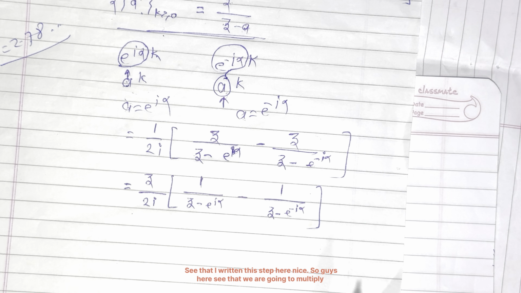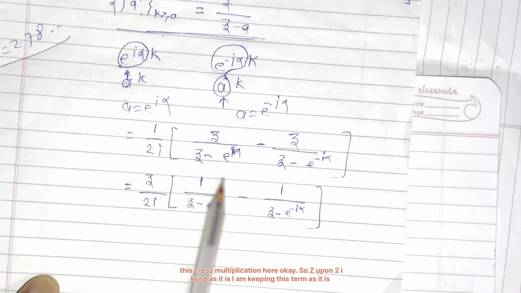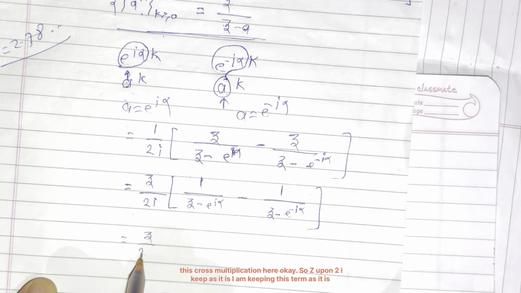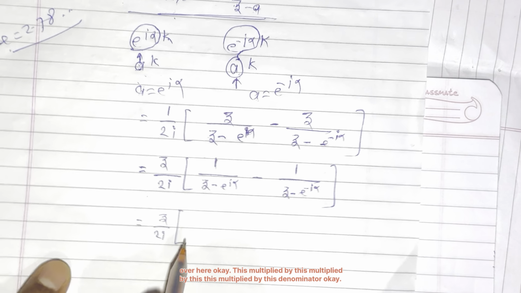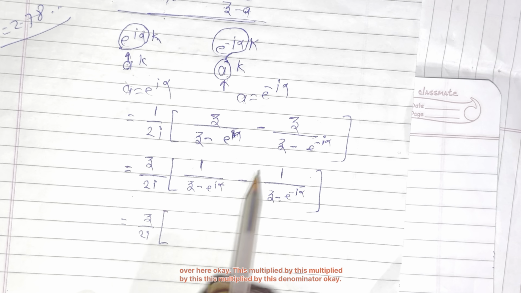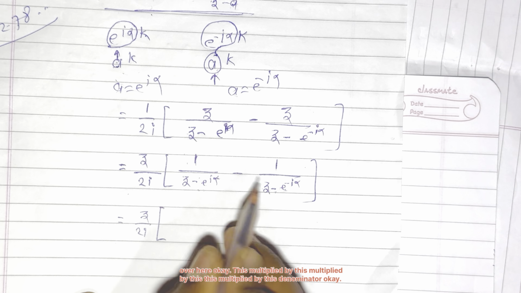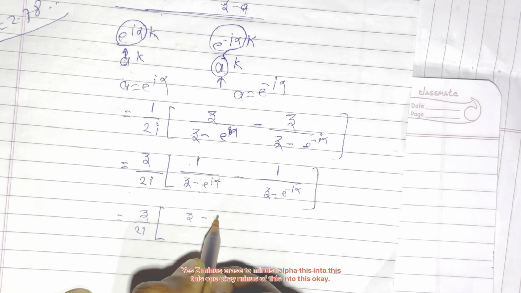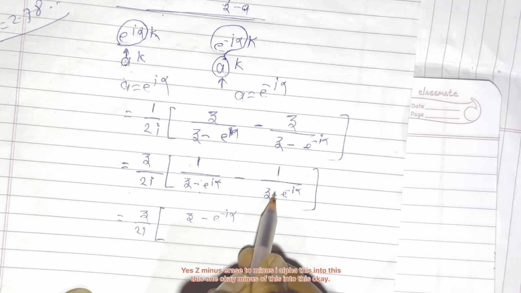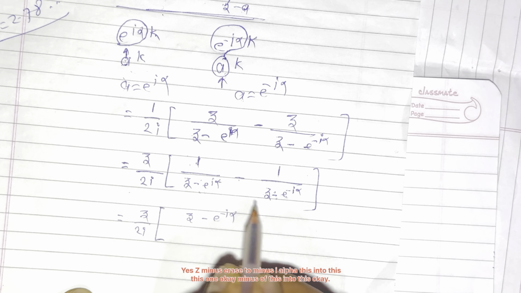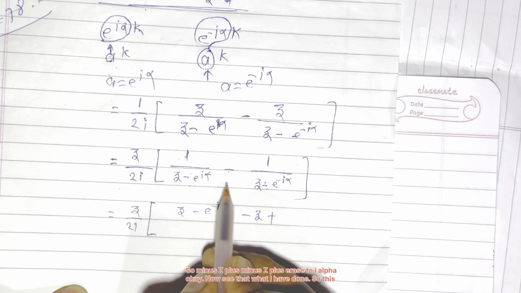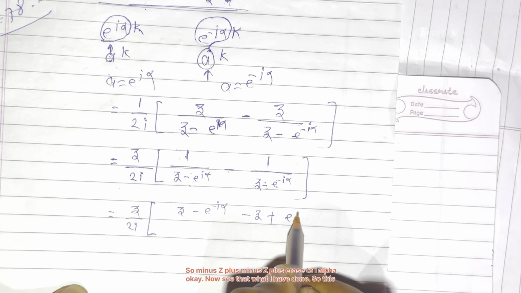So guys, here we are going to do the cross multiplication. Z upon 2i keep as it is. I'm keeping this term as it is over here. This multiplied by this denominator, Z minus e raised to minus I alpha, this into this, minus of this into this. So minus z plus e raised to I alpha.